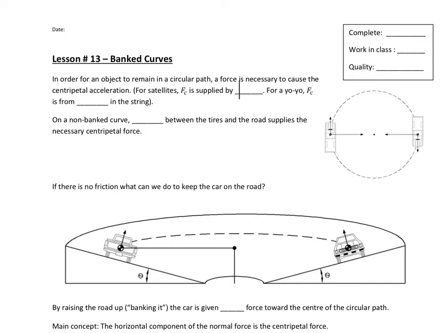For satellites, that's Fg. For a yo-yo, it's Ft from the string, for the most part, and at some points, obviously, the Fg will add to that or subtract from that. On a non-banked curve, between the tires and the road, we would have the force of friction supplying the centripetal force that would keep the car moving in that circle. But there can be a situation where no friction exists, or it's pretty much negligible, like it's not a big enough force to actually have an effect. In those situations, the coefficient of friction between the two surfaces is pretty much minimal.